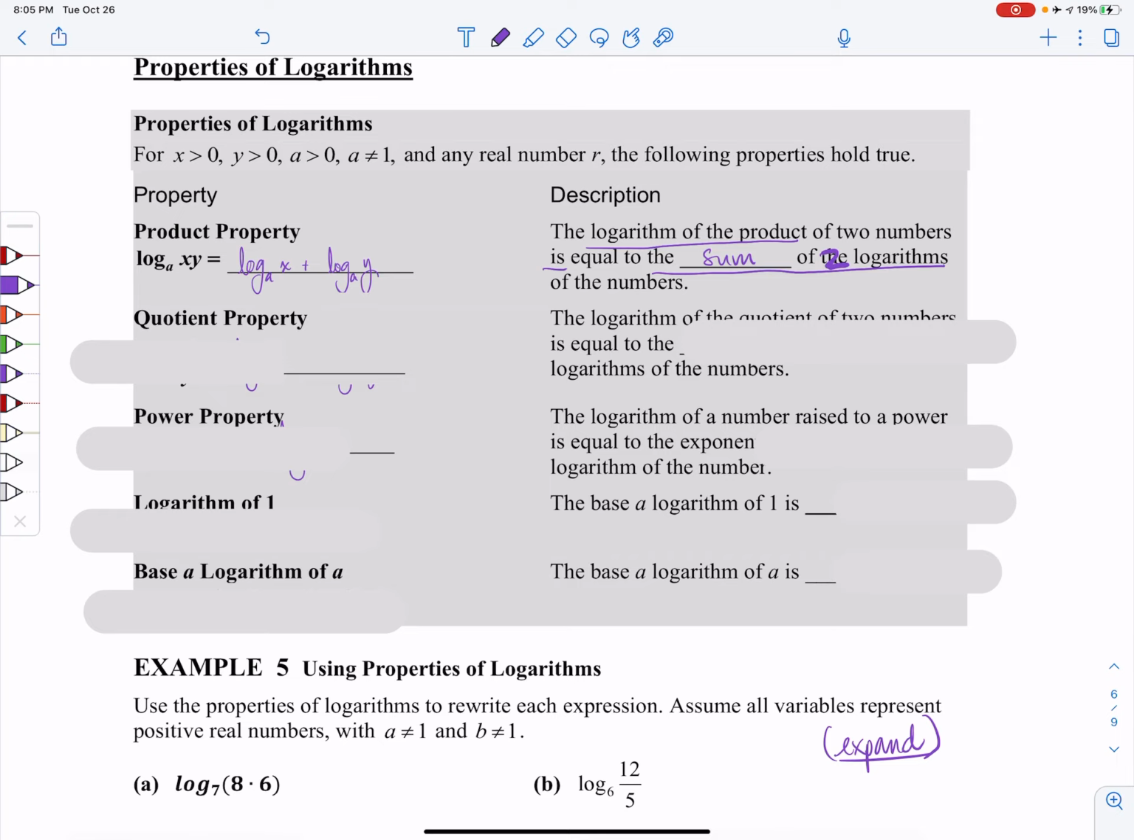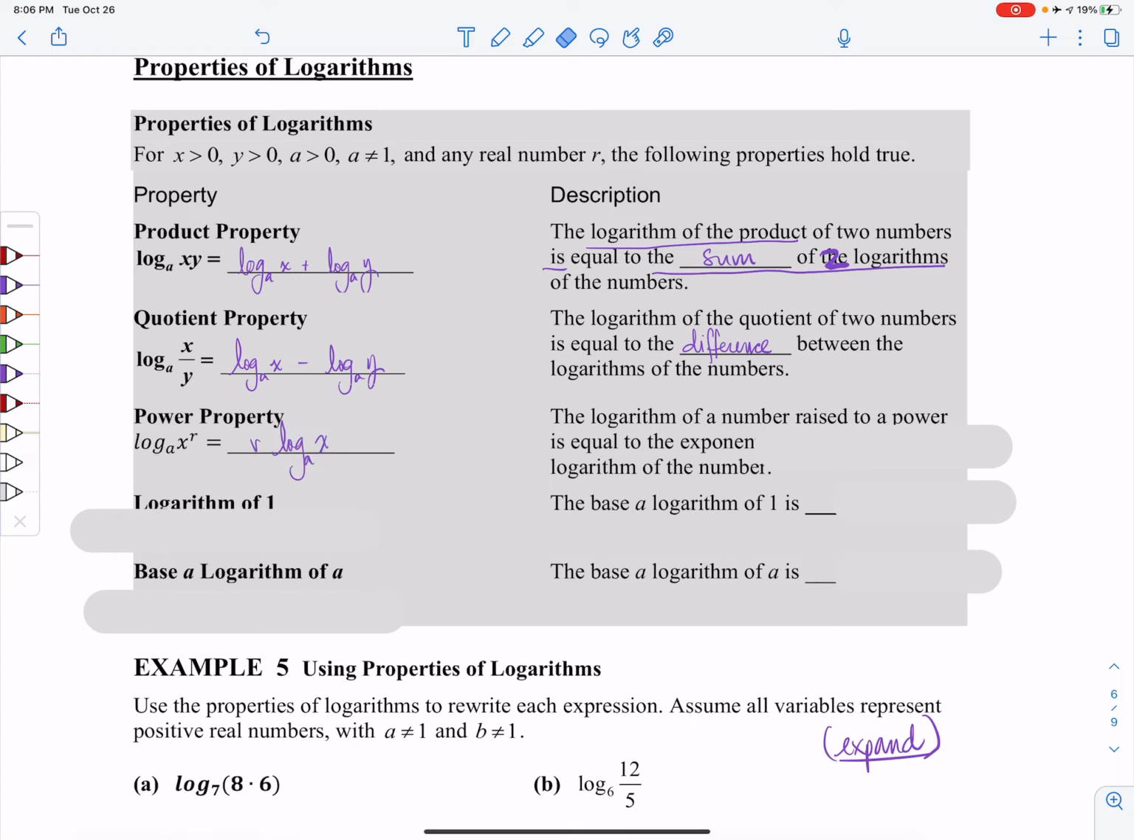All right, the quotient property. The quotient property is very similar. If I have the log of a quotient, this is going to equal the difference of two logs. So let's go over to the description. The log of a quotient of two numbers is going to equal the difference between the two logs of the numbers. The log of the quotient is the difference of two logs.